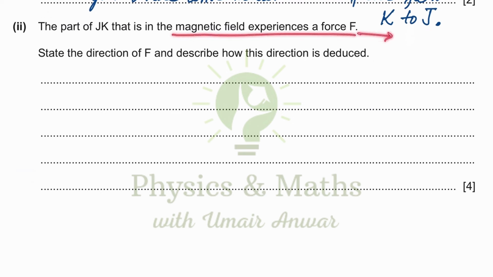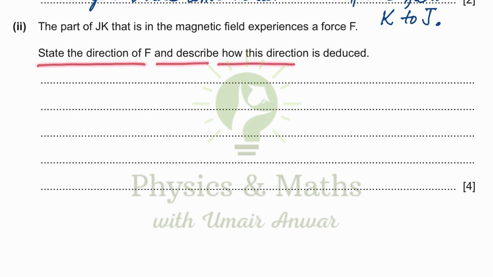So this is what we call the motor effect, that whenever a current carrying wire or a conductor is placed in a magnetic field, a force acts on the conductor because of the interaction of both magnetic fields. State the direction of F and describe how this direction is deduced.